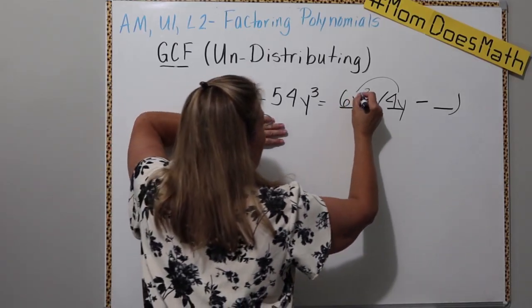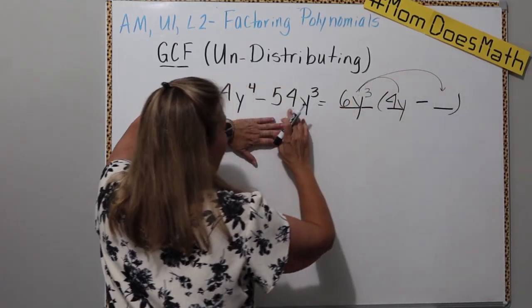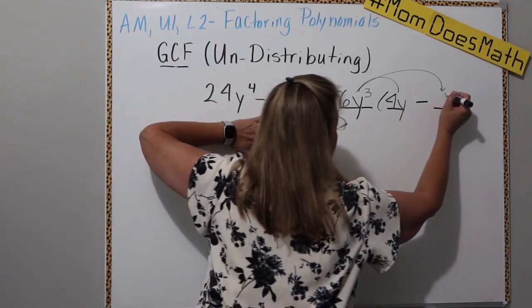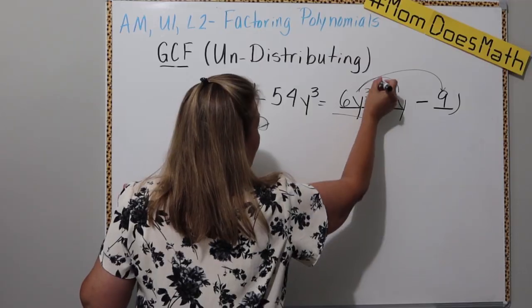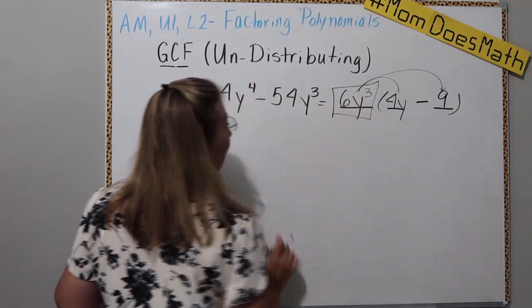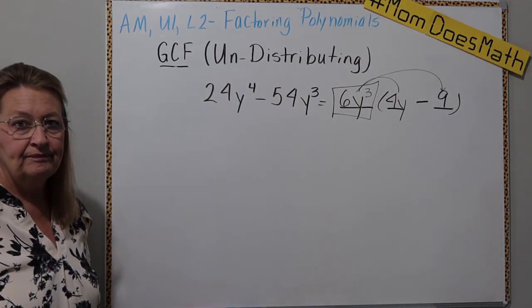And then you can say, what would I multiply 6y to the 3rd by to get this back? Well, that would just be 9. So, this is your greatest common factor, and this is the whole term factored out.